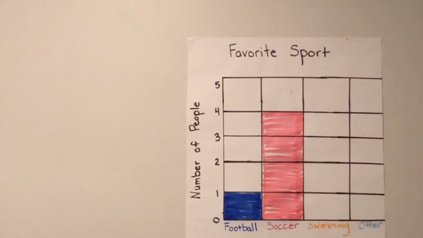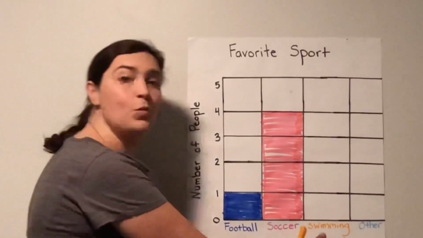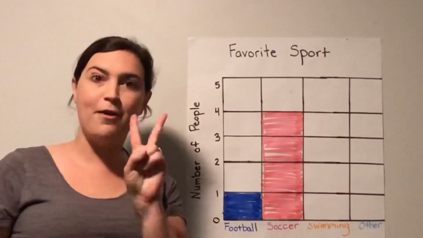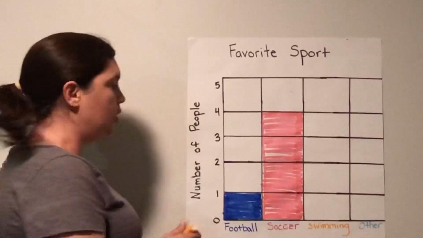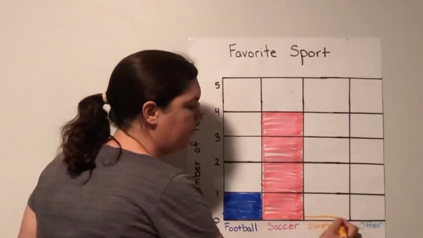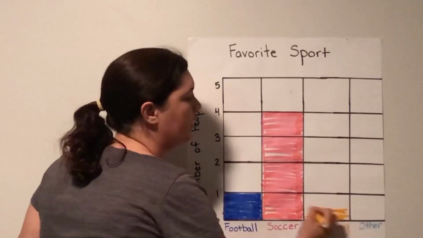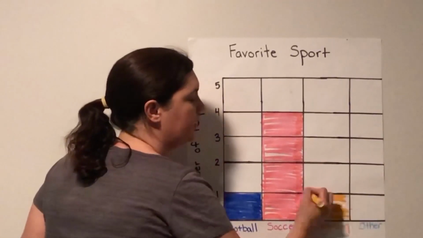The next category that we have is swimming. 2 of our friends chose swimming. So we're going to fill in our bar graph up to the number 2.